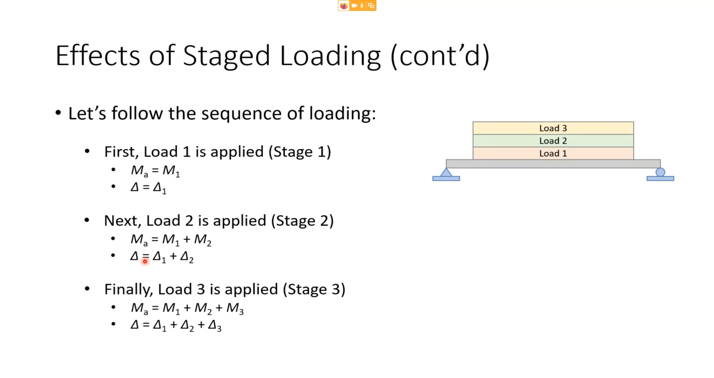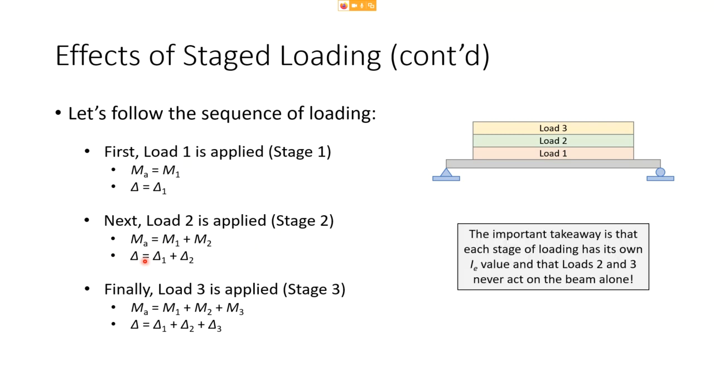Okay? So the important takeaway is that each stage of loading is going to have its own IE value because it has its own MA value, and loads 2 and 3 never act on the beam by themselves. It's always load 1 and load 2, and load 1, load 2, and load 3. Those loads are never on the beam by themselves. They're always applied on the beam with something else. Okay? So hopefully that concept makes sense.